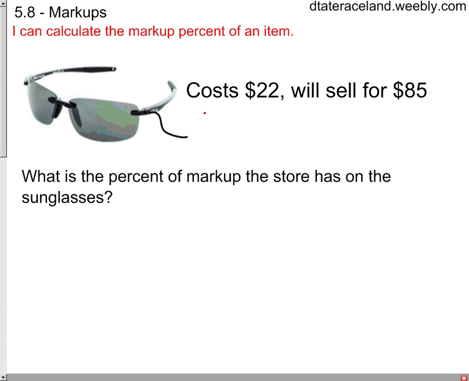Means that there's going to be a price tag on these sunglasses of $85. How much did it cost to actually make them? $22. So there's a difference between your selling price and how much it actually costs to make the sunglasses. Now, how do we find this markup percent of an item?